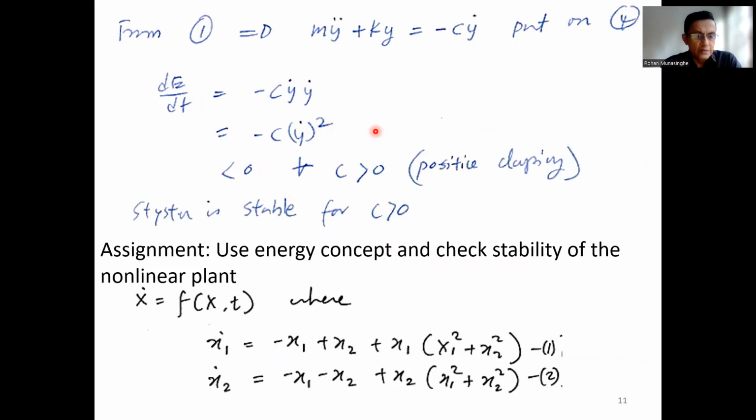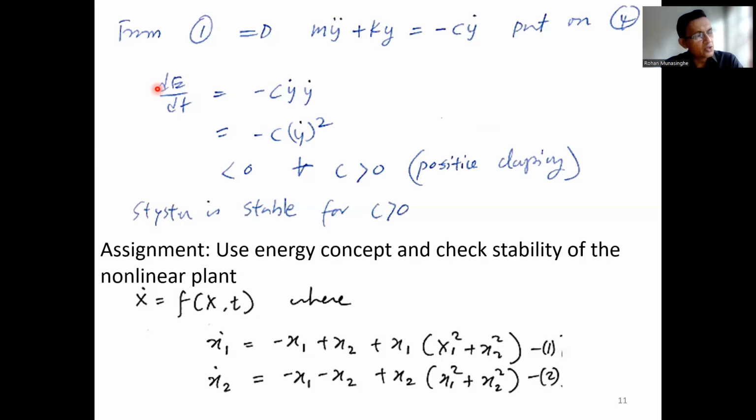Now we can clearly see that anything to the square is positive, right? Except 0. So y dot can be positive or negative, but when you square it, it is always positive. And c is the viscous coefficient, which is positive, right? We don't have negative friction in the world. Friction is always positive. So this is positive. This quantity is also positive. And in front of that, there's a negative sign. So therefore, rate of change of energy, dE by dt, is negative here. That is a proof.